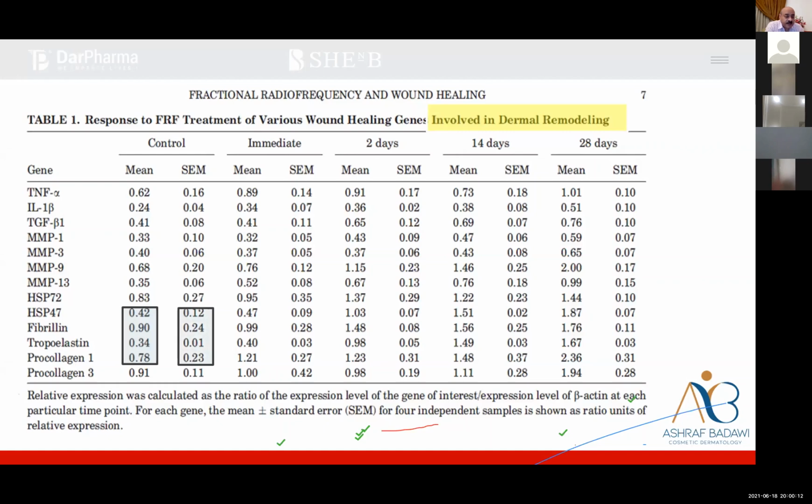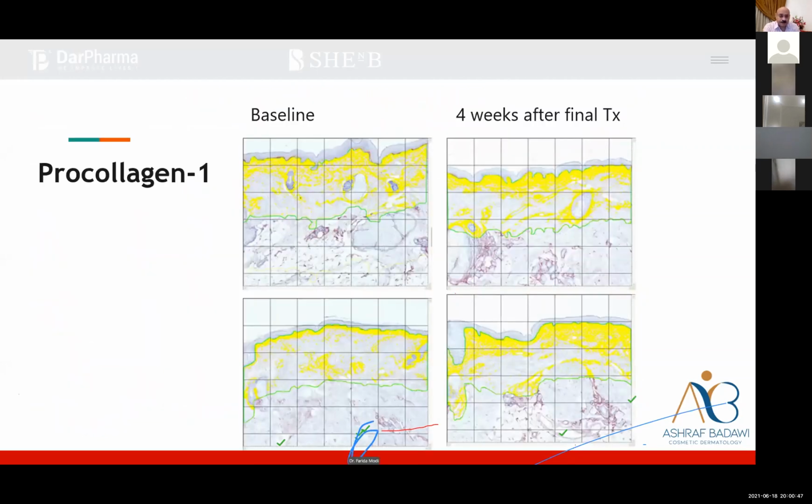We can see that the mean value was very low in the control. Immediately, there was a little bit of increase, but then in 28 days, we can see the significant increase in the values of those important markers compared with the control. So when those elements in the skin increase, the fibrillin, the tropoelastin, procollagen 1 and procollagen 3, this is a long-term improvement of the skin structure. It is not a temporary edema or erythema, which is going to go away within a few days or a few weeks. No, this is something which is going to improve significantly.